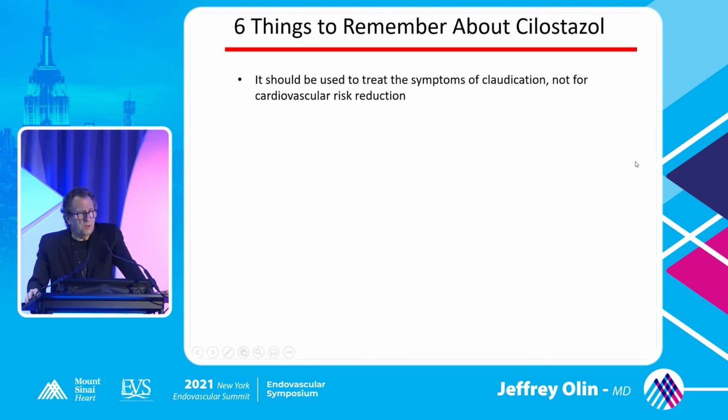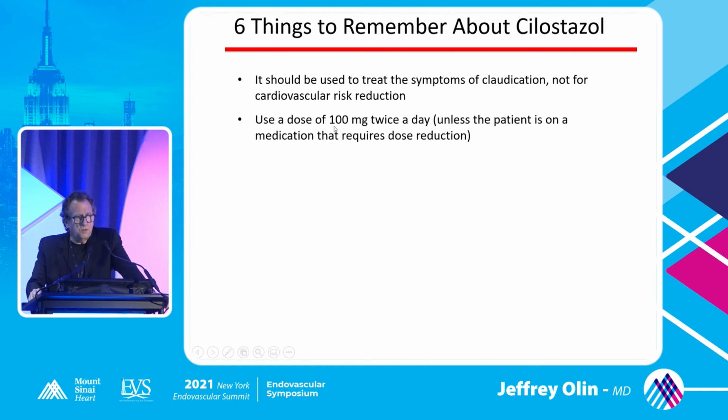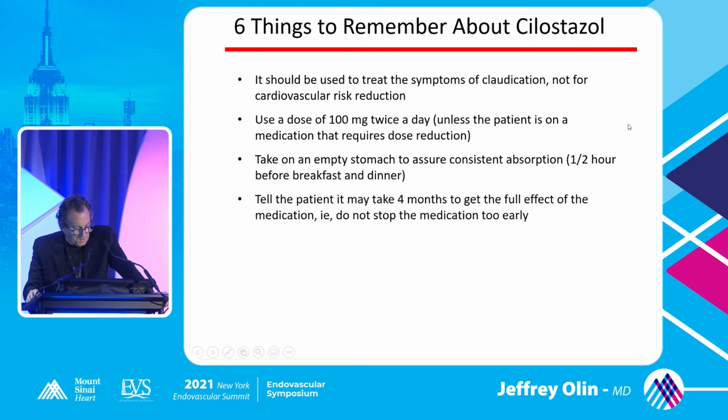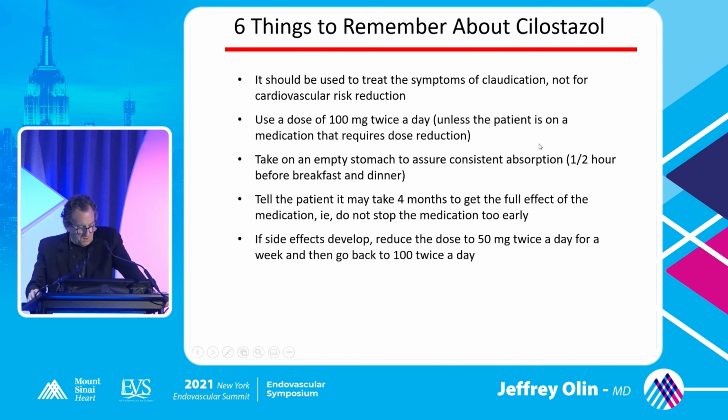If you use this drug, remember these 6 things. It should be used to treat the symptoms of claudication. It's not used for cardiovascular risk reduction. Use the 100 milligram dose twice a day, unless they're on a drug like diltiazem, in which you have to reduce the dose. But otherwise, 50 doesn't really work quite as well. Take it on an empty stomach, otherwise it won't be absorbed. Tell the patient it may take up to 4 months to get the full effect. If side effects develop, reduce the dose to 50, and if they're still there, stop it.